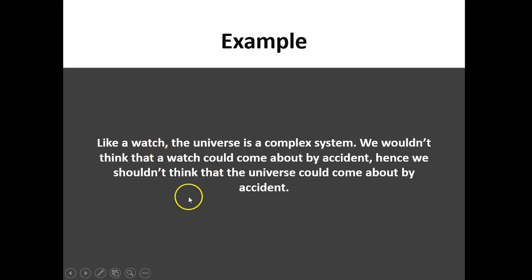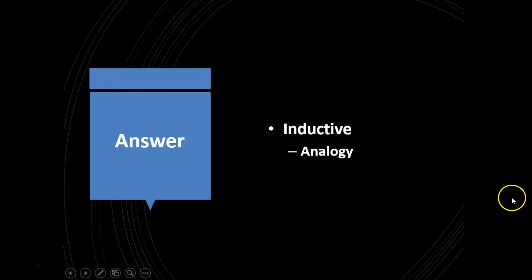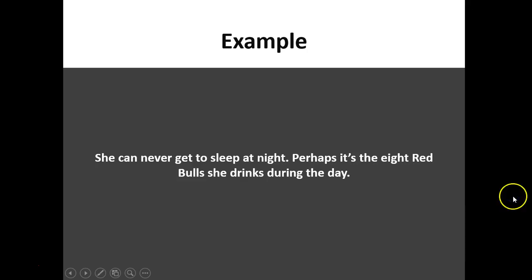Like a watch, the universe is a complex system. We wouldn't think that a watch would come about by accident, hence we shouldn't think that the universe could come about by accident. Here's your conclusion, right? You're making a comparison between a watch and the universe. We got inductive analogy.